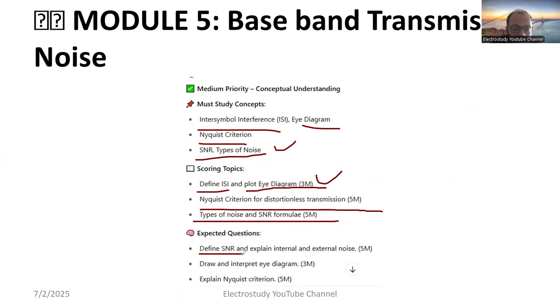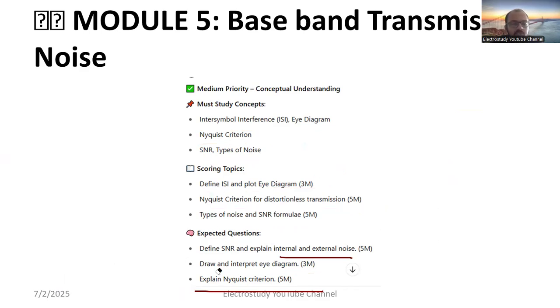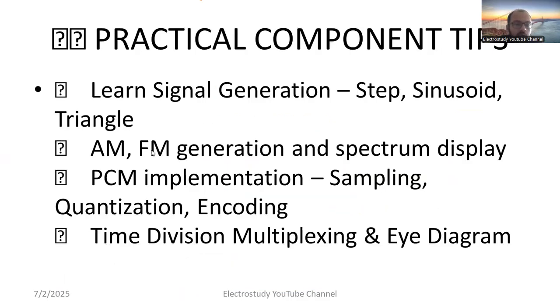Expected questions are define SNR, very important. Then internal and external noises, types of noise. Draw and interpret the eye diagram, which carries 3 marks. Explain the Nyquist criterion, which you already discussed in control system as well. So these are the important questions from module 5.